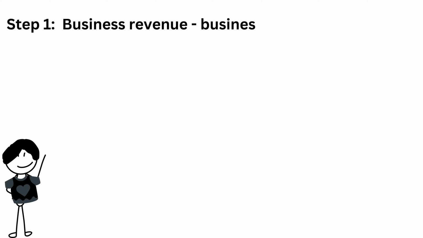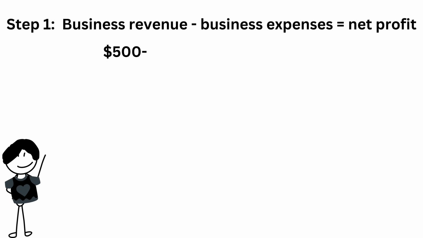Okay, now we're ready to calculate Noel's NESE. There are two steps to do this. Step 1. Business revenue minus business expenses equals net profit. 500 minus 200 equals $300. Noel has $300 of net profit.